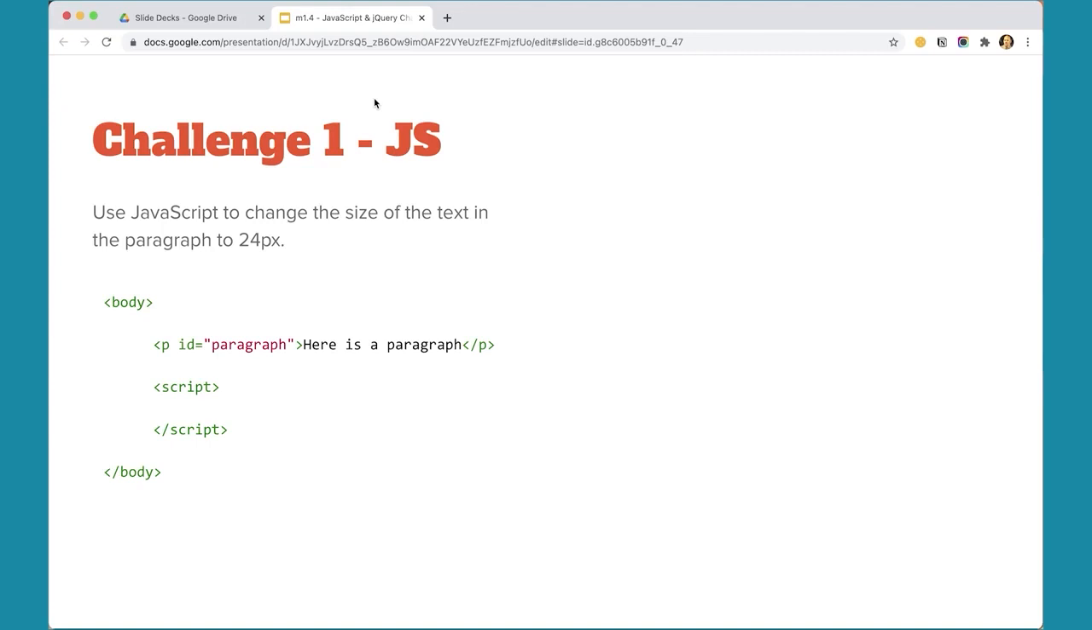Each challenge builds on the next so that they become more complex as they go along. And that will really help you learn both JavaScript and jQuery and help you understand the differences between the syntax of how each of them work.